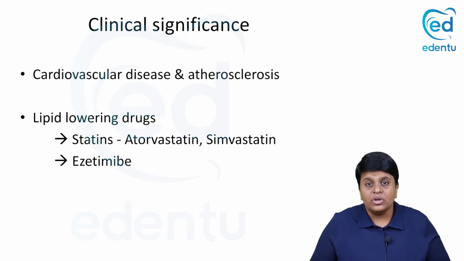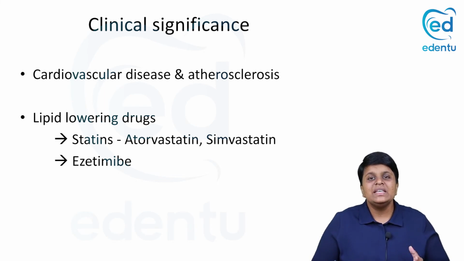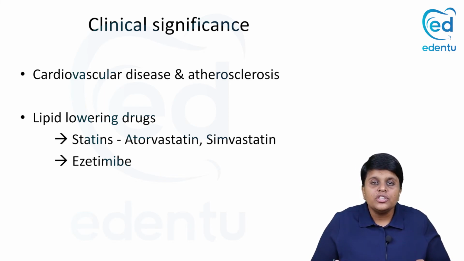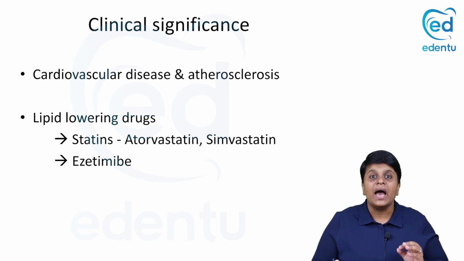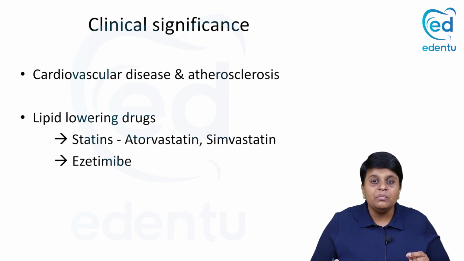Then we have something known as ezetimibe. Ezetimibe is a cholesterol absorption inhibitor. It acts on the Niemann-Pick type C protein. This is a very commonly asked MCQ. Okay, ezetimibe acts by inhibiting cholesterol absorption, and the particular protein on which it acts is Niemann-Pick type C protein.